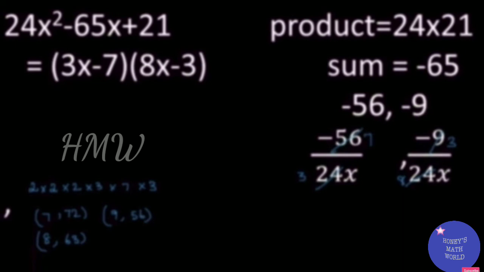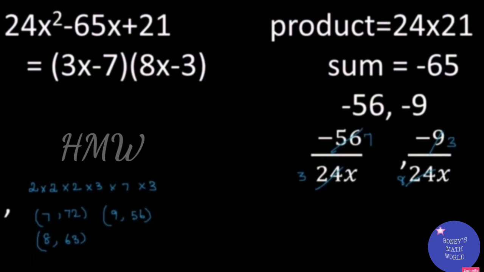In the denominator, write 24x. So when you simplify this, you get 8 into 3, 24, 8 into 7, 56. So 3x minus 7 as the first factor. Second is 3 8s are 24 and 3 3s are 9. So 8x minus 3. So the factors are 3x minus 7 and 8x minus 3.